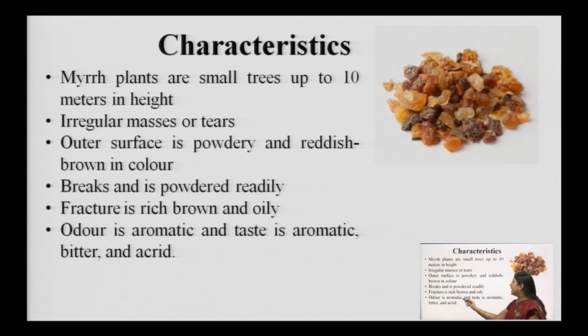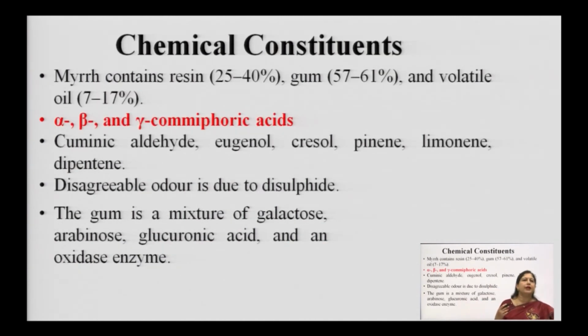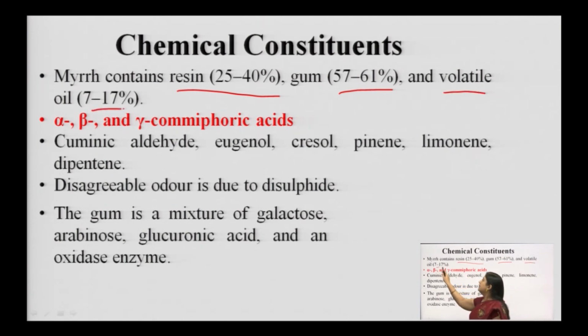The odor is aromatic, and the taste is again aromatic, bitter and acrid. So, it has a very good odor and taste, in the sense it is aromatic. Okay. But the taste is slightly bitter and acrid. Acrid means slightly sour in nature. So, these are the main characteristics of myrrh, and the main chemical constituents of myrrh are that it contains resin about 25 to 40%, gum about 57 to 61% and volatile oil about 7 to 17%.